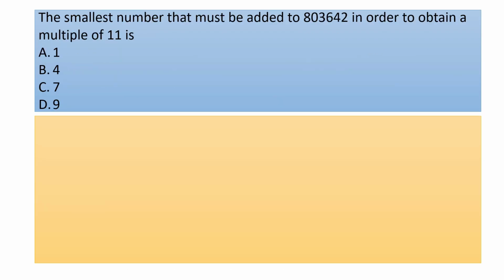Let's move on to the fourth problem. The smallest number that must be added to 803642 in order to obtain a multiple of 11 is. And the options are 1, 4, 7 and 9. Let's move on to the solution. In this case, we have to find the smallest number which is to be added to 803642 so that the given number is divisible by 11.